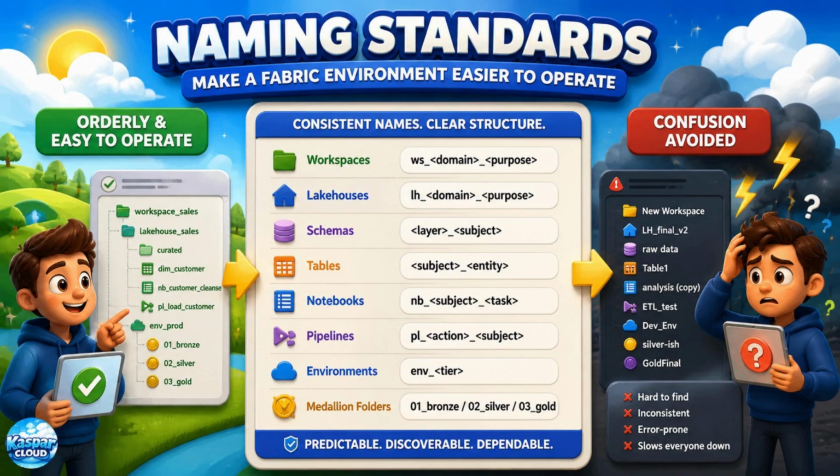Naming standards make Fabric environments easier to manage and maintain at scale. Teams should define consistent naming conventions for workspaces, lakehouses, schemas, tables, notebooks, pipelines, Dataflows Gen2, Spark job definitions, environments, semantic models, and reports. Standardization should also include bronze, silver, and gold layers, checkpoint folders, archive locations, rejected record folders, and pipeline naming patterns. Clear naming conventions reduce confusion, improve discoverability, and simplify troubleshooting. Poor naming practices can become a significant operational problem as the number of assets and teams increases.